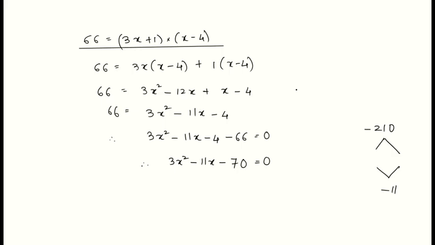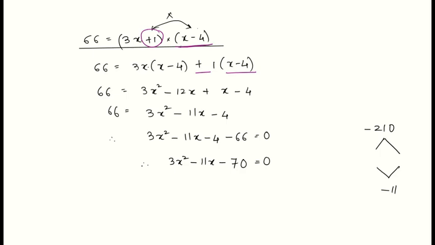I will show you the steps how to solve this. 66 is equal to, we will multiply both the brackets, that is 3x plus 1 into x minus 4. We will multiply the second bracket with the first. So 3x into x minus 4, and then plus 1 from here, plus 1 into x minus 4. This bracket we are multiplying it with.